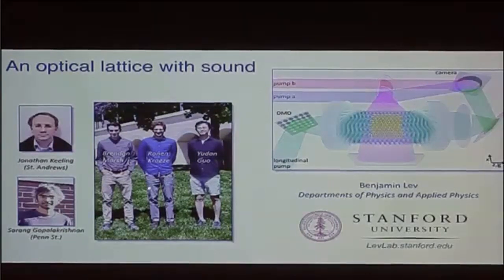This is done by a trio of wonderful graduate students, one of whom has already obtained his PhD, Yudan Guo, Roton Croze, and Brendan Marsh. And I'm very fortunate to have two really fantastic theory collaborators, Jonathan Keeling at St. Andrews and Sarang Gopalakrishnan, who needs no introduction. He's here at this conference, so please talk to him if you want to know the real story.